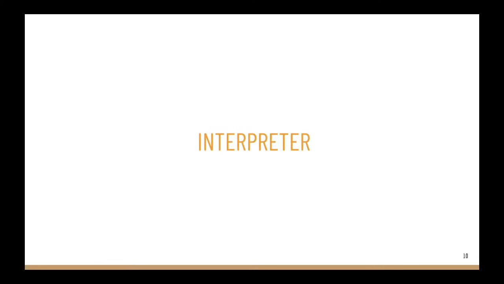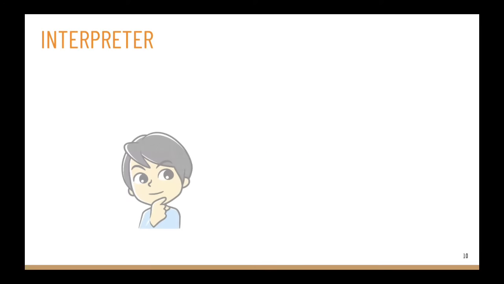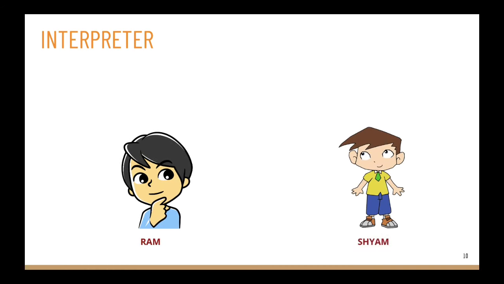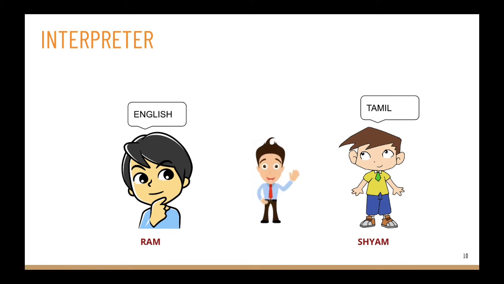Let's start with the interpreter. So what is an interpreter? For understanding it, let's take an example. Let's say we have a person named Ram and another person named Sham. Ram understands only English and Sham understands only Tamil. Can communication happen between these two people? No, it cannot. Therefore, we require a third person who understands both English and Tamil. Let's name that person the interpreter.